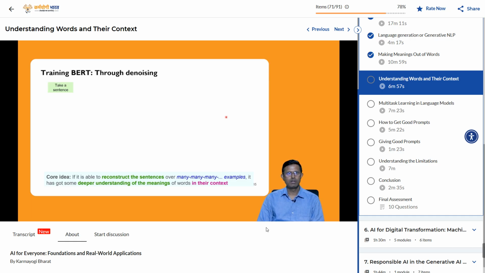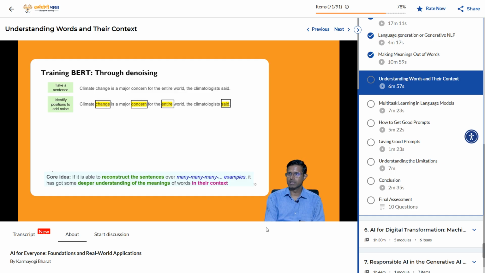So for this task, firstly we take a sentence. Suppose the sentence here is: climate change is a major concern for the entire world, climatologists said. Then we identify the positions to add noise. It has different words, and we identify some of the words, and these are typically random decisions. So suppose we generate 4 random numbers indicating the offsets of the positions of the words where we will be doing the noising, and suppose these are the 4 different choices.